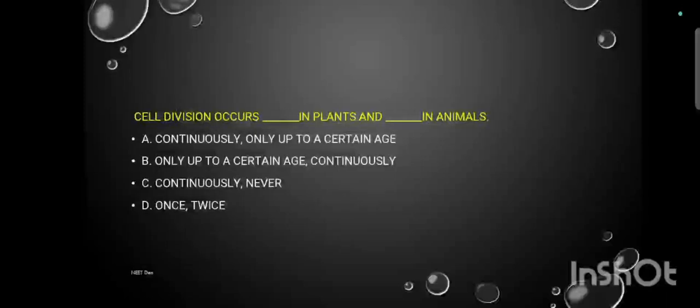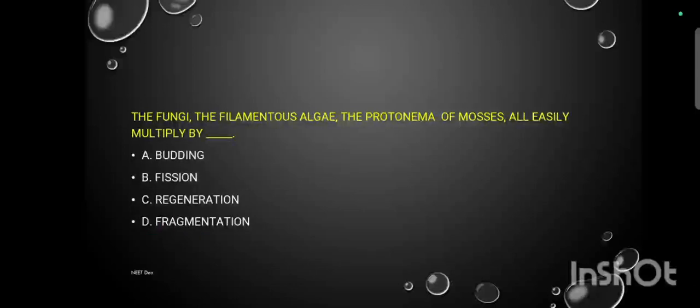Question: cell division occurs dash in plants and dash in animals. So the various options given have a combination of answers in the first blank and second blank. Option A is continuously in plants and only up to certain age in animals. Option B is only up to certain age in plants and continuously in animals. Option C is continuously in plants and never in animals. And option D is once in plants and twice in animals. So the correct option is A, that is cell division occurs continuously in plants and only up to certain age in animals.